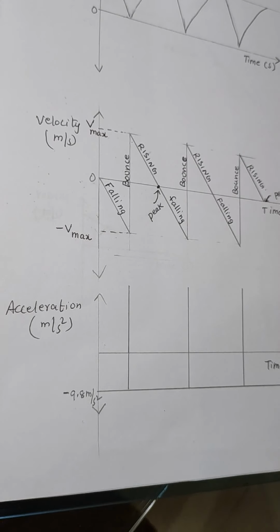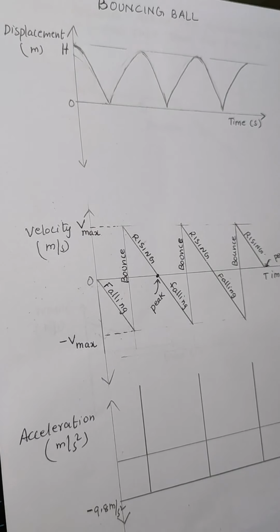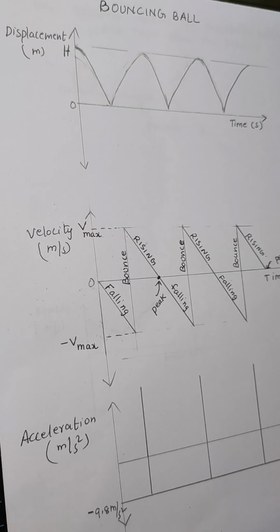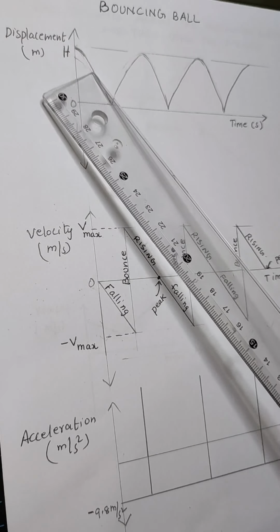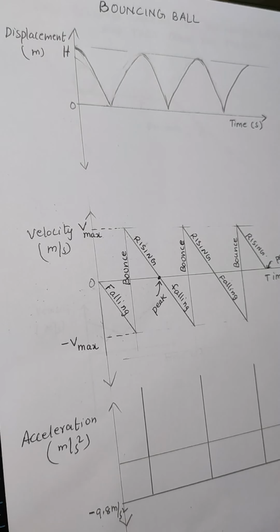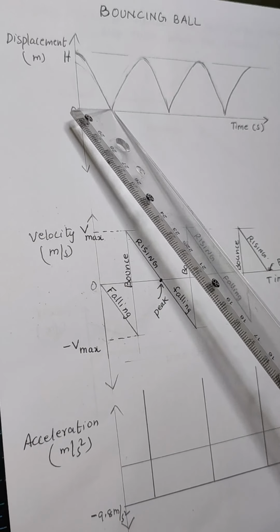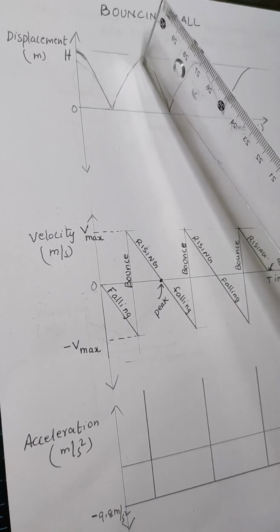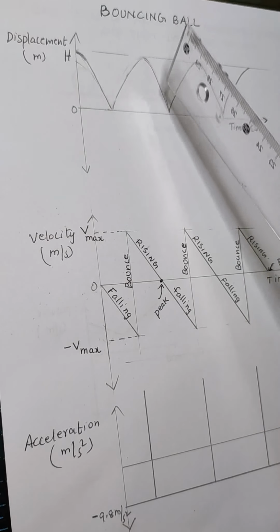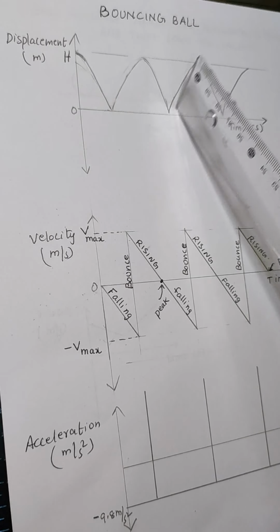We have yet another case here, which is of a bouncing ball. Now, the displacement time graph for the bouncing ball, you can see here, it is continuously changing its direction. As it comes down, we are throwing the ball from a height, it reaches the ground and it bounces back. Again it reaches the maximum height, then again falls back, and then again it bounces.